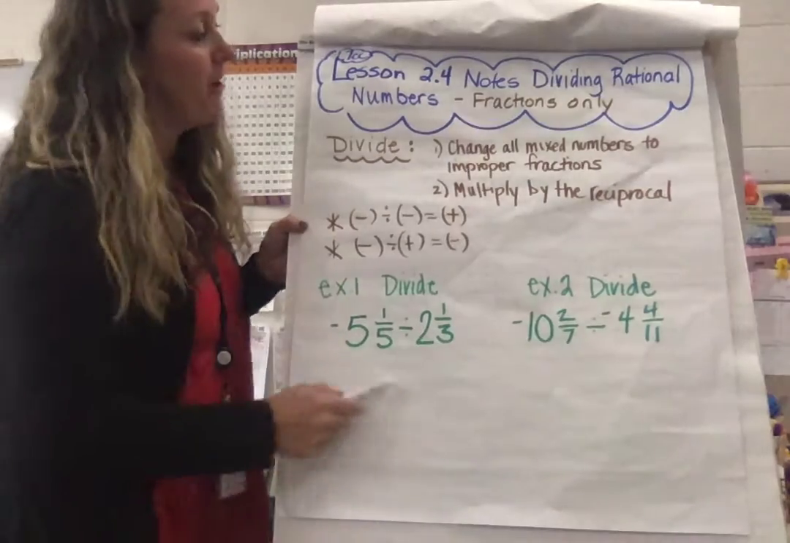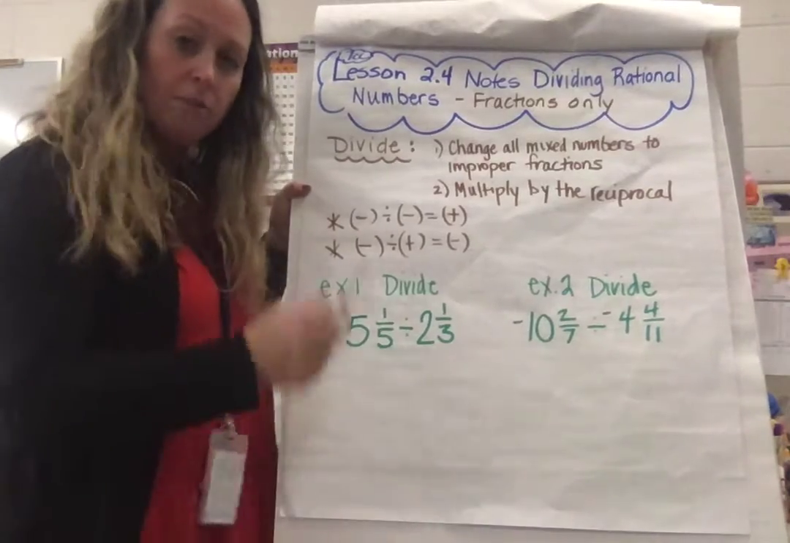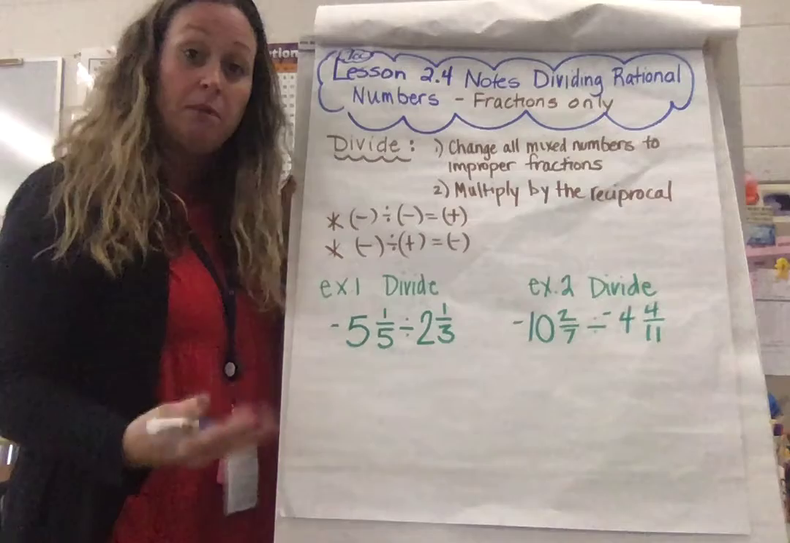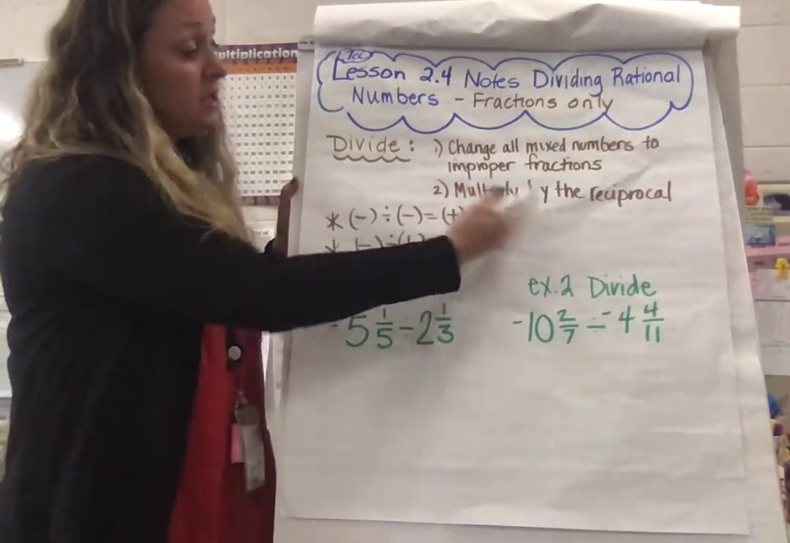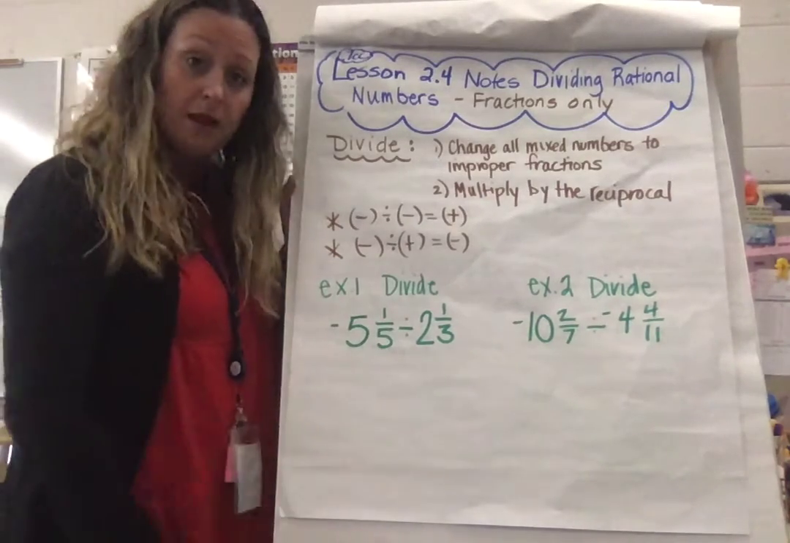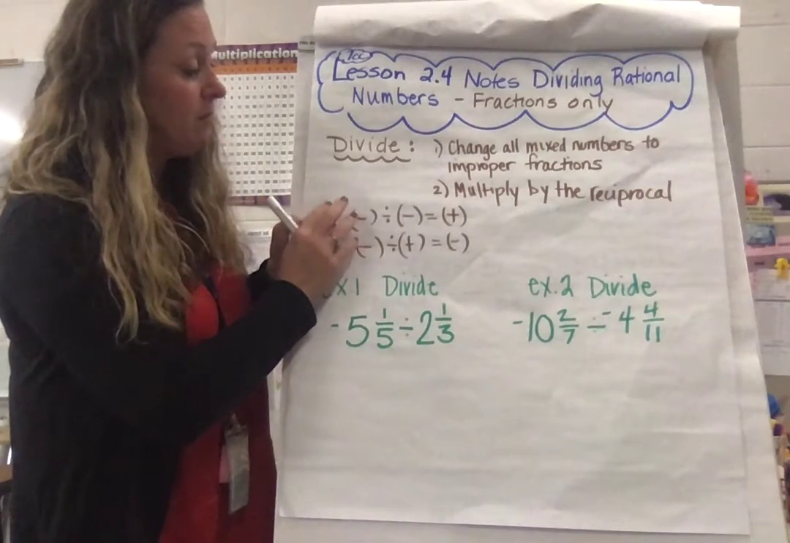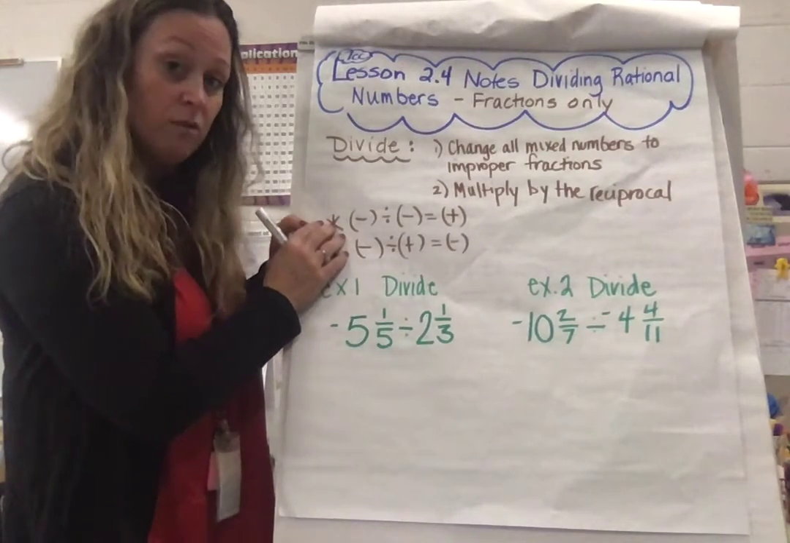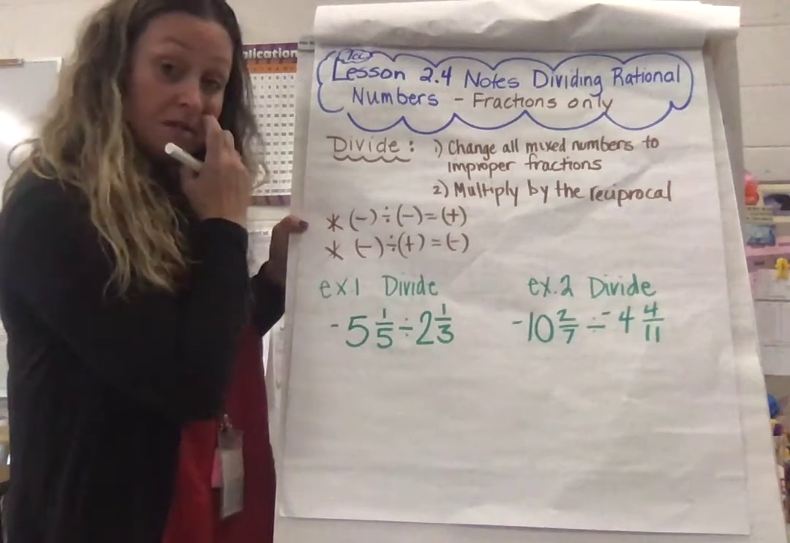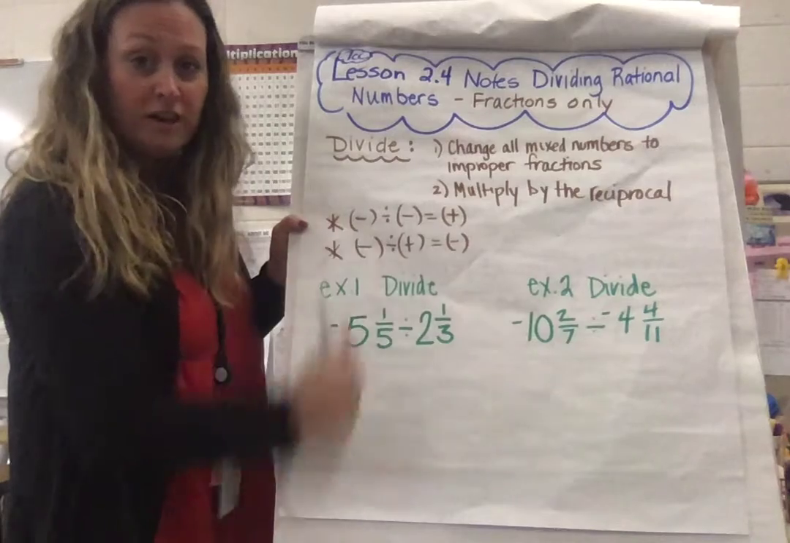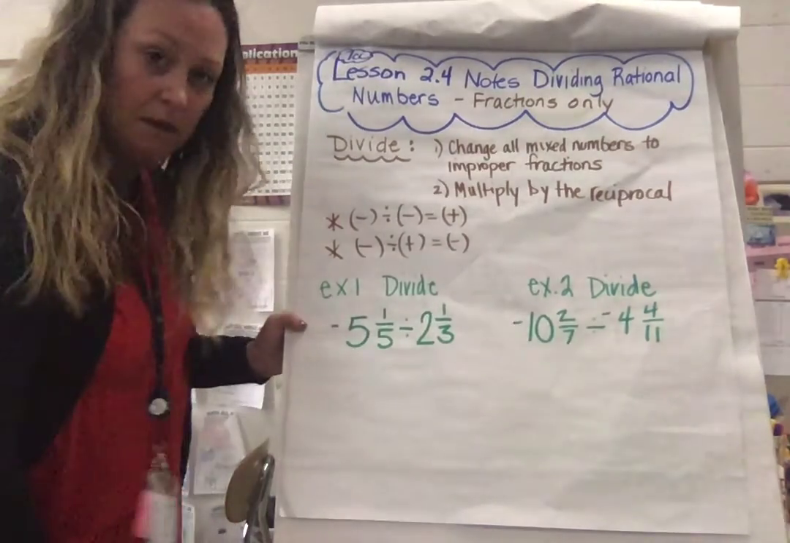When we're dividing fractions, all mixed numbers must change to improper fractions, and the biggest difference between division and multiplication is that for division, you are multiplying by the reciprocal. The same rules apply when you're dividing integers and rational numbers. A negative divided by a negative is a positive, and a negative divided by a positive is a negative, or vice versa. So we only have two examples.